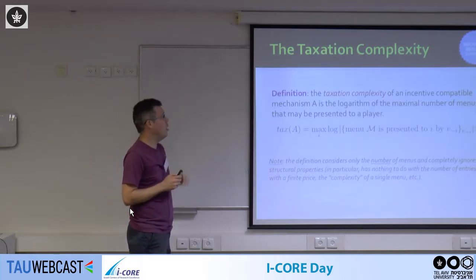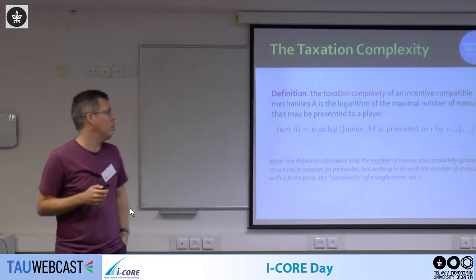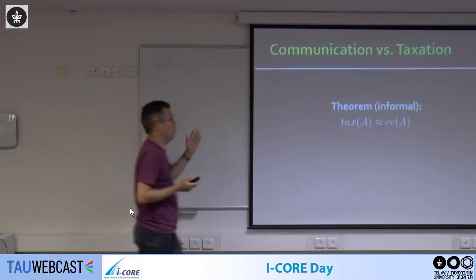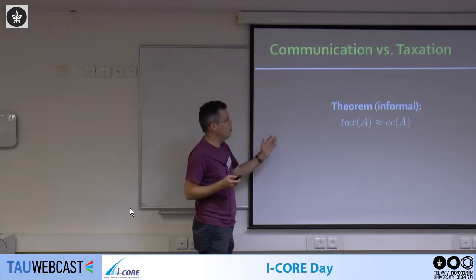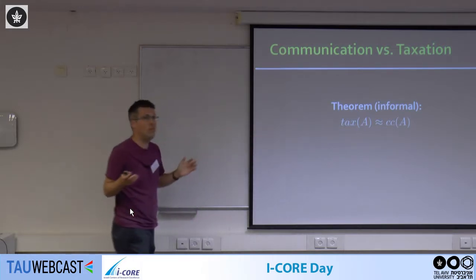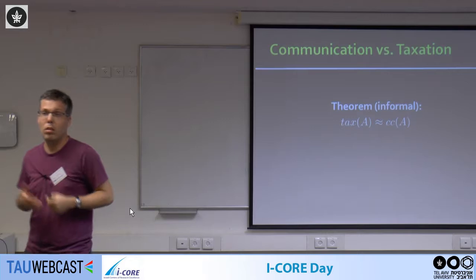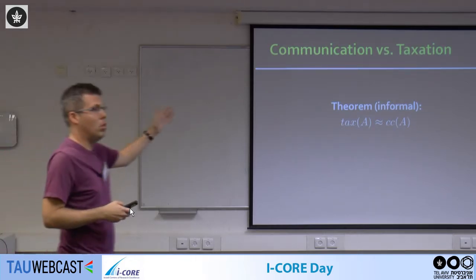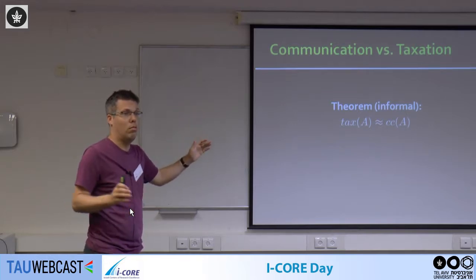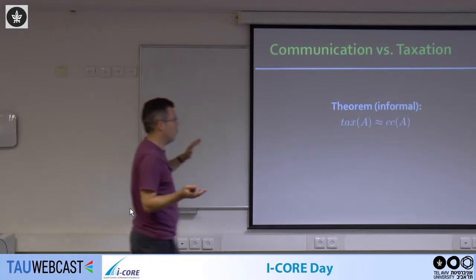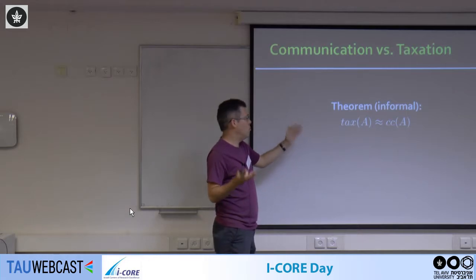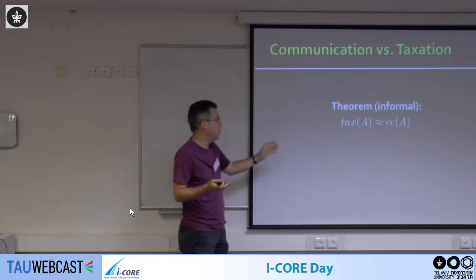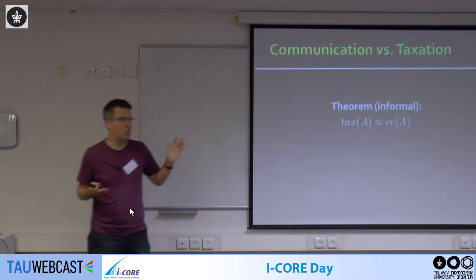OK. So this is the taxation complexity of the mechanism. And now the informal theorem says that the taxation complexity is essentially equivalent to the communication complexity. That is, if you want to understand the communication complexity of a mechanism, then just count the number of menus that a player might see and take a log. Okay? Now, you might think that this statement is trivial. I'll try to convince you that it is. Then we'll see that it's not that trivial. And then we'll see why it's actually not true at all.